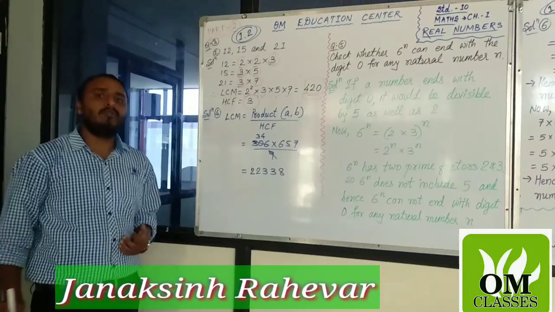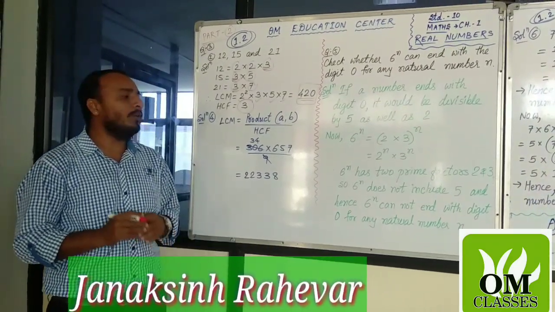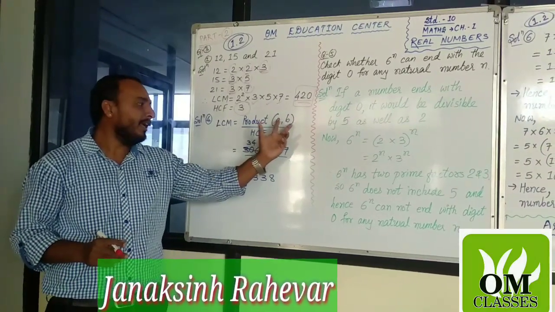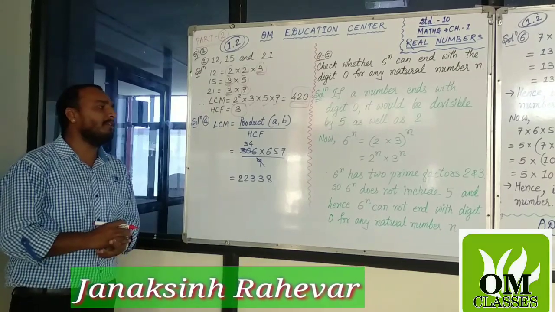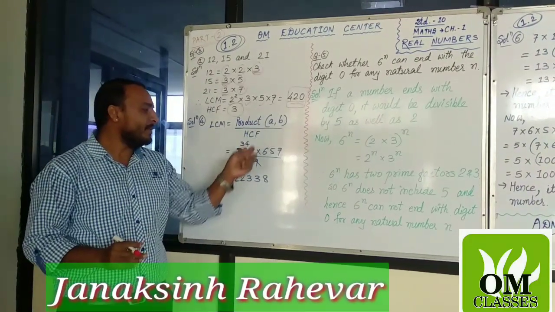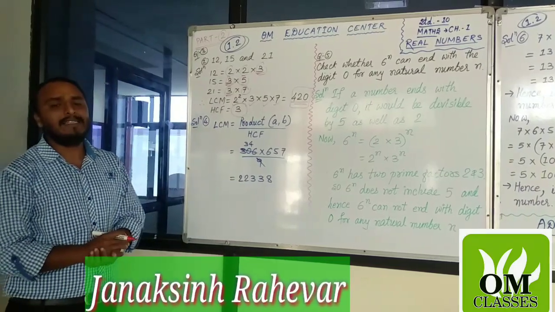Now let's move to question 4. In question 4, you are given two numbers. Let the numbers be A and B. 306 and 657 are the given two numbers. The HCF is also given in the question, that is 9. You need to find the LCM.